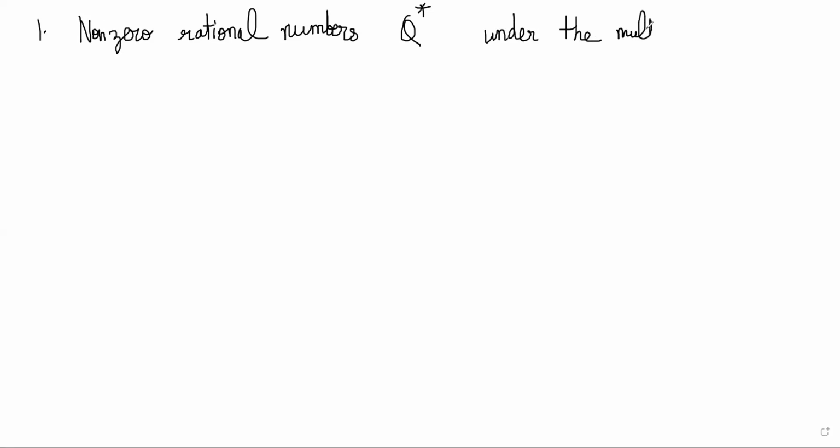So for example, non-zero rational numbers, Q star basically, under the multiplication operation is a group, right? Why is it a group? You can think about it. Try and think of all the properties.